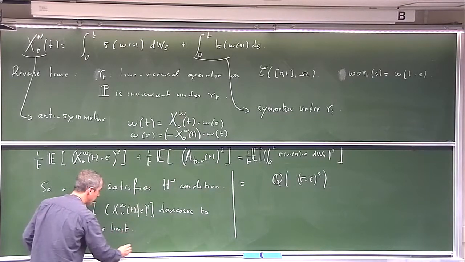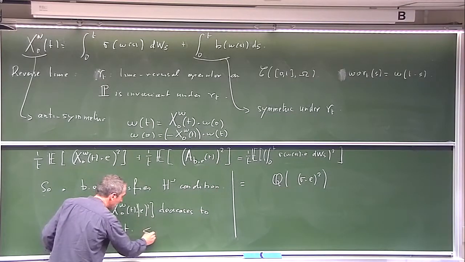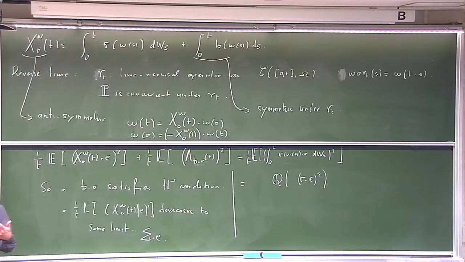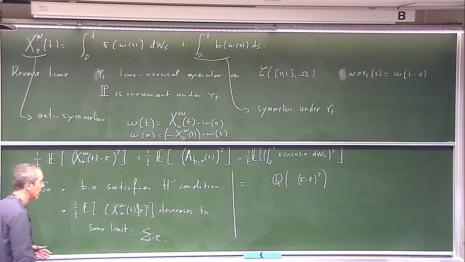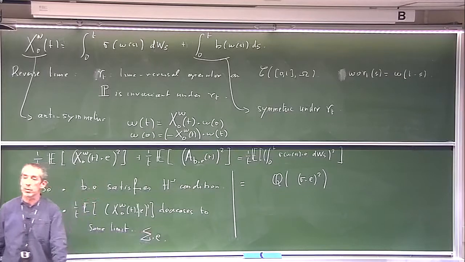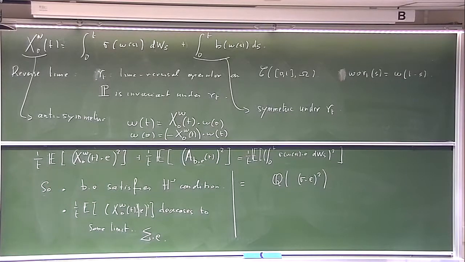And that limit defines the matrix sigma, because you do it in all the directions and you see that it's linear, and therefore there is a certain matrix sigma so that this limit has the form sigma applied to the direction E.